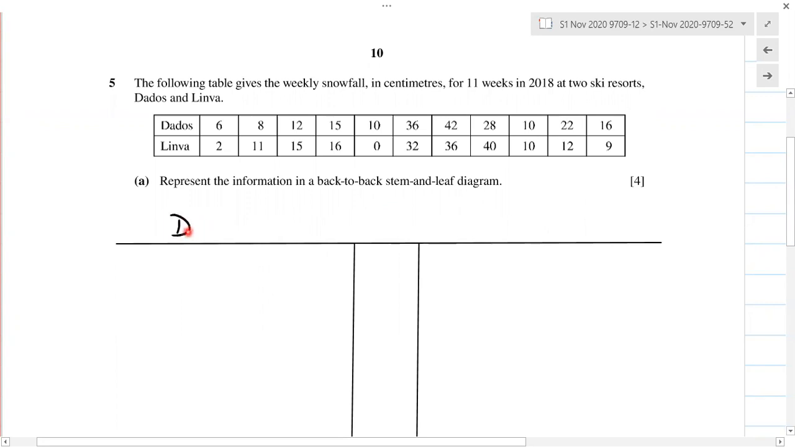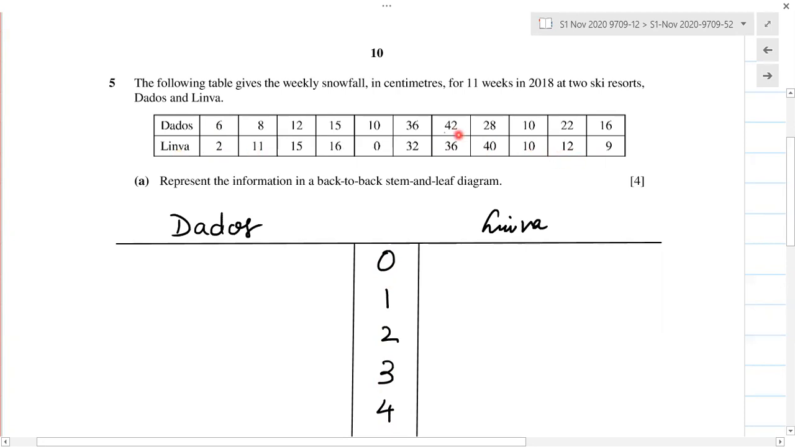So we have Deros over here and Linwa over here. We have two-digit numbers and one-digit numbers. So we have 0 in the center as the stem, and this is going to be the leaves. So 0, then we have 1, 2, 3, and 4. Any number that's less than 10 is going to be represented for the zeros. And remember, this has to be an ordered stem and leaf diagram.